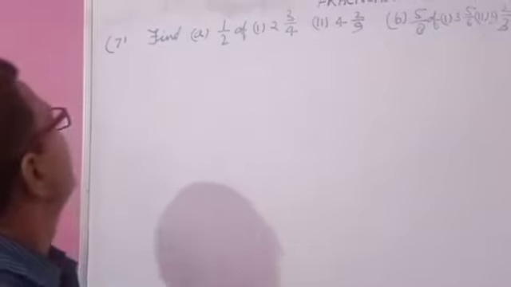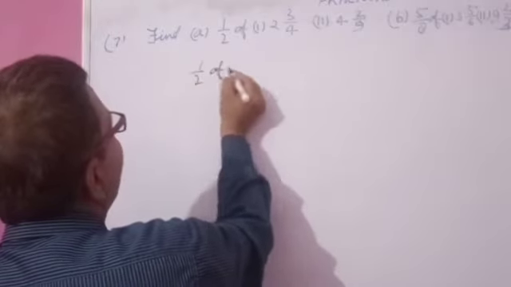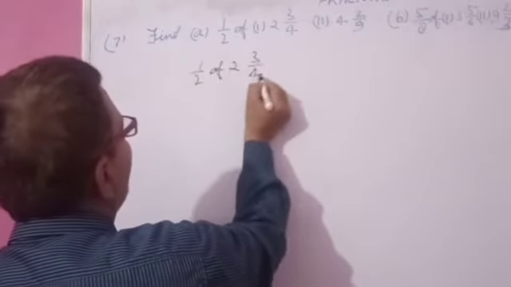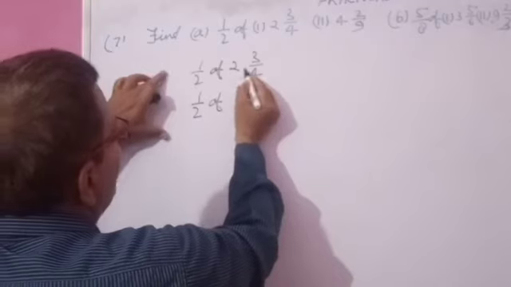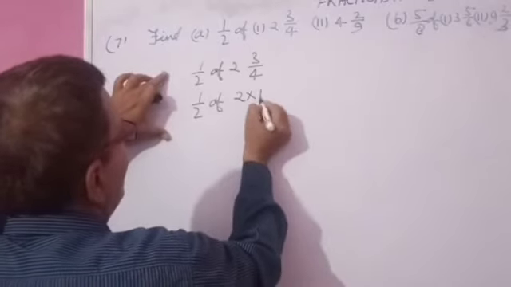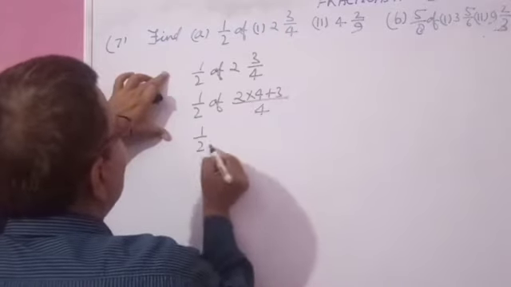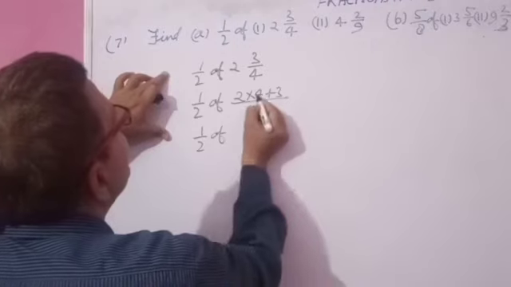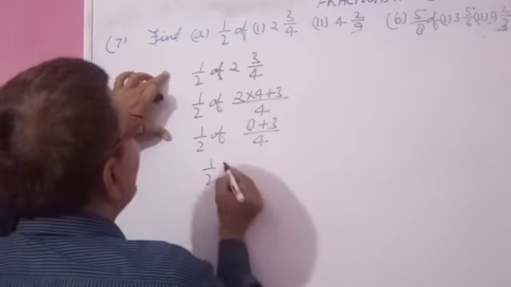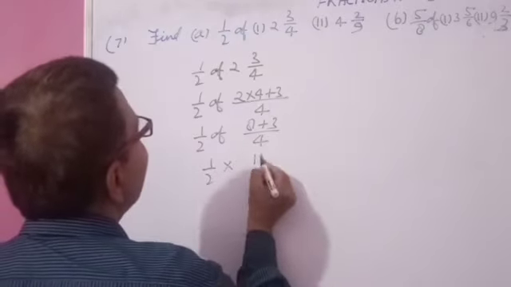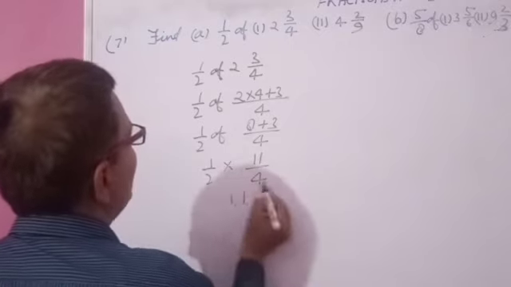Now question number 7. Find A: 1 upon 2 of, first, 1 upon 2 of 2 whole 3 upon 4. First of all, you will change this into a mixed fraction. 2 multiplied by 4 plus 3 upon 4. That is 1 upon 2 of 2 4s are 8 plus 3 upon 4. 1 upon 2 of means multiplication. 8 plus 3, 11 upon 4. And 1 times 11 is 11, 2 4s are 8.